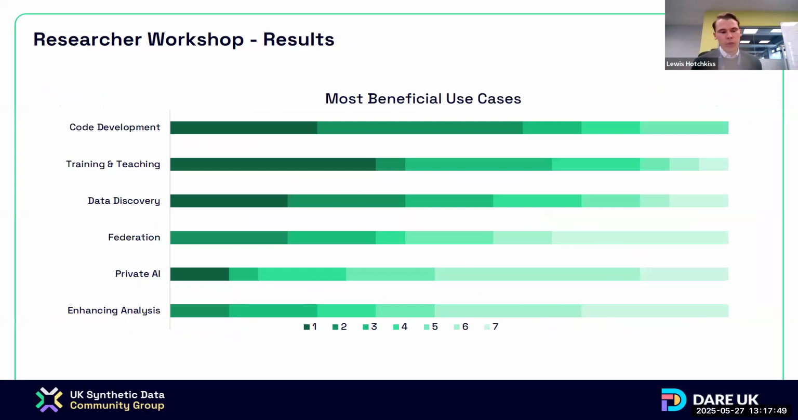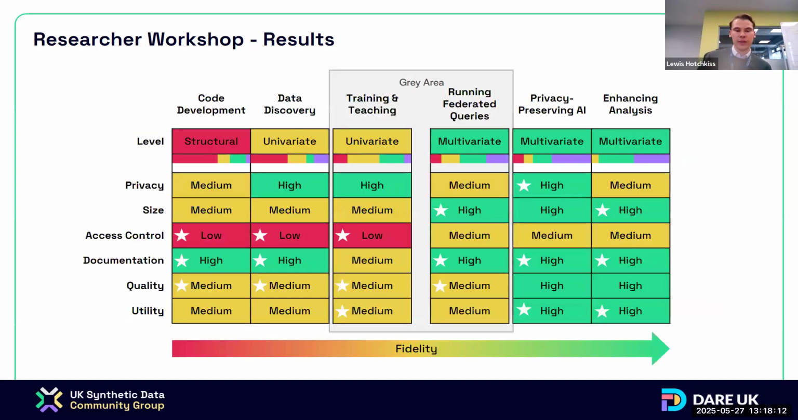Now, when it came to looking at what the most beneficial use cases were in synthetic data, we saw things like supporting code development while waiting for access to data, being able to support training and teaching, and supporting data discovery. Those were really the 3 main benefits, top use cases of synthetic data. And then, of course, other areas like federation, privacy-preserving AI, and enhancing analysis.